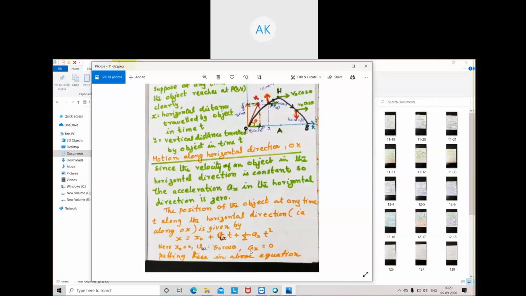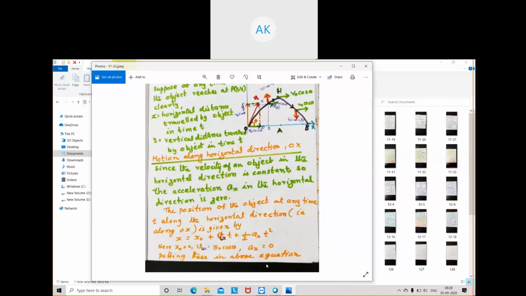And then ax is taken as 0. Why is ax taken as 0? Because in the horizontal direction there is no acceleration. Only in the vertical direction is there acceleration due to gravity acting. Horizontally there is no acceleration, so ax is taken as 0.